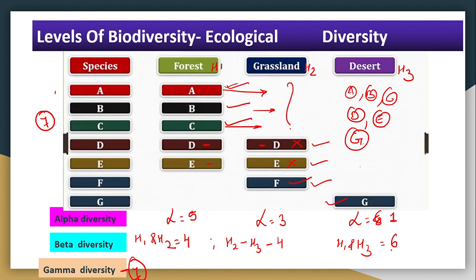How many do we have? 6. So what is the beta diversity? 6 between H1 and H3. And what is the gamma diversity? Overall species present over here, we call it gamma diversity, 7. Correct? So this was one example.